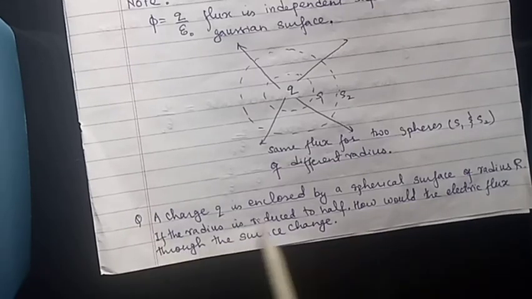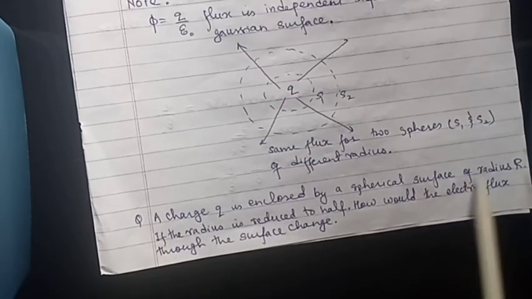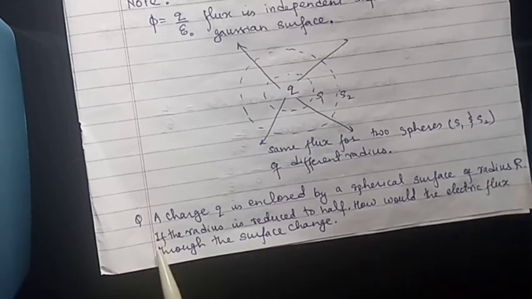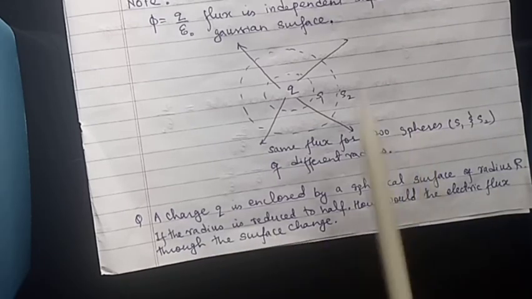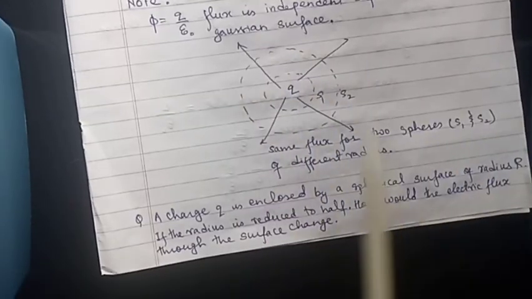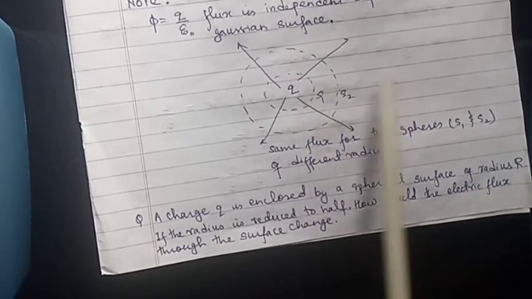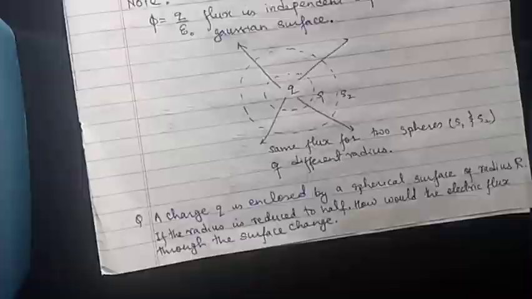A charge q is enclosed by a spherical surface of radius capital R. If the radius is reduced to half, how would the electric flux through the surface change? So it is saying there is some flux through a larger sphere, and what will happen to the flux if we reduce the size of the sphere? Whether the flux will increase or decrease, you have to explain the answer.